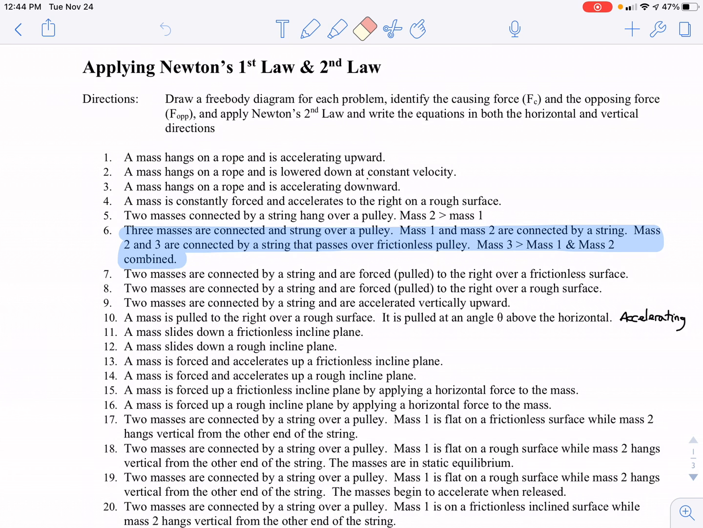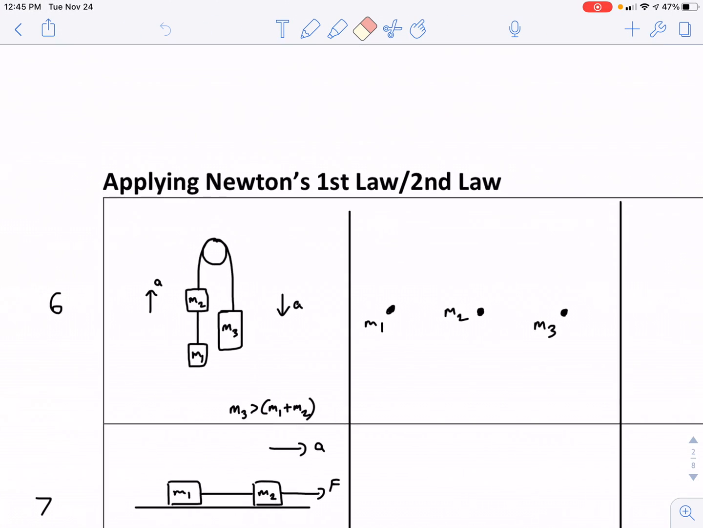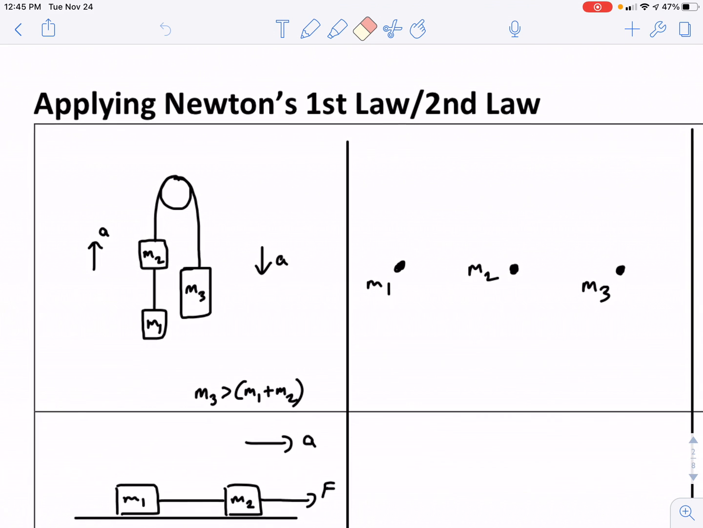Let's take a look at number 6. It describes three masses connected and strung over a pulley. Mass 1 and 2 are connected by a string. Mass 2 and 3 are also connected by a different string. This different string passes over a frictionless pulley. Mass 3 is greater than the combined mass of 1 and 2. Let's take a look. If you have not drawn the picture, please pause the video and do so.